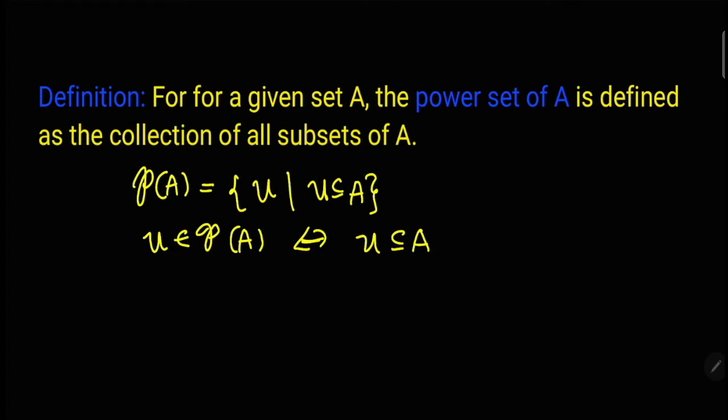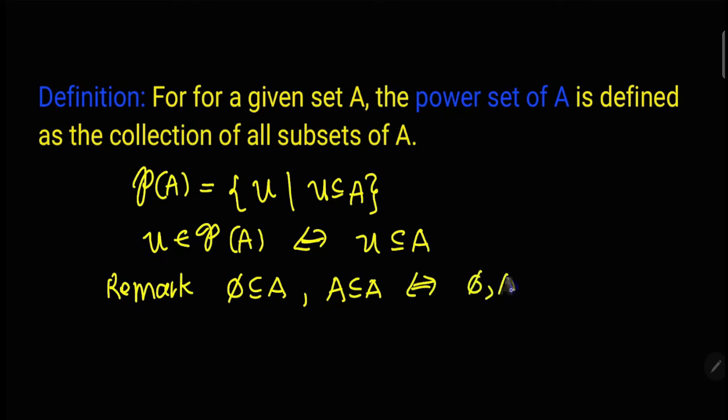Well, from the previous discussion, we already have two automatic subsets of A. We already know that the empty set is always a subset of a set, and A is a subset of itself. So that means that these two are always elements of the power set of A.